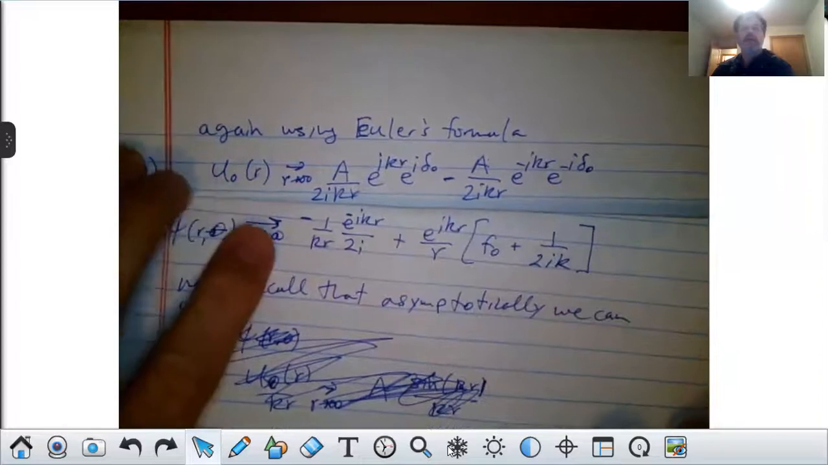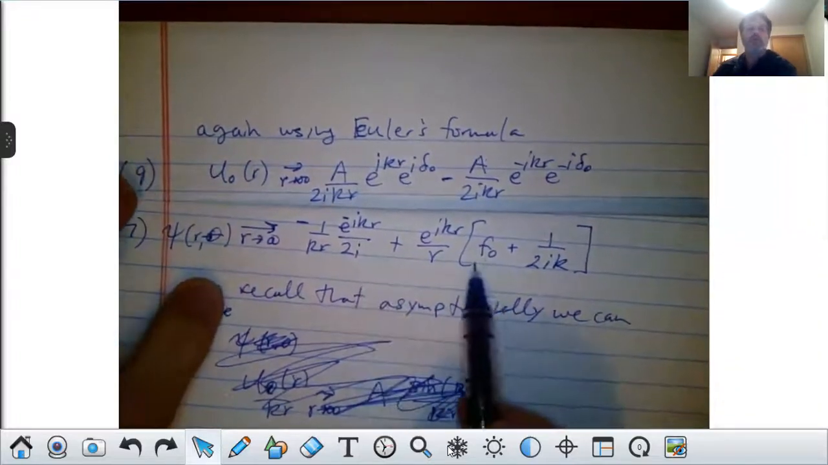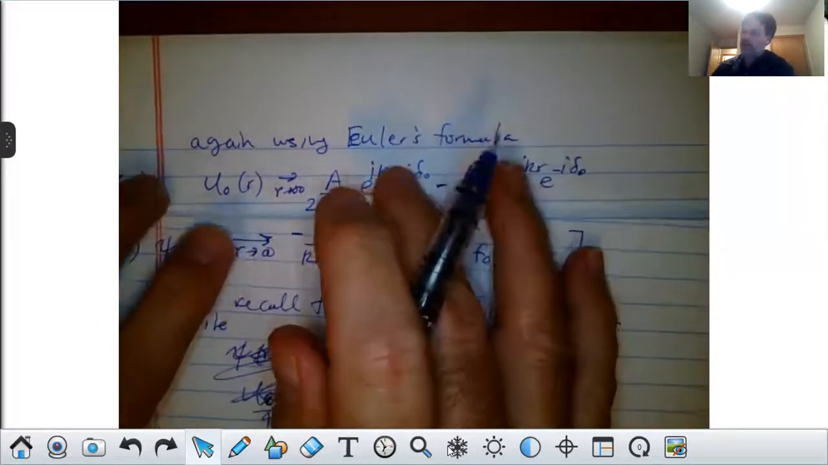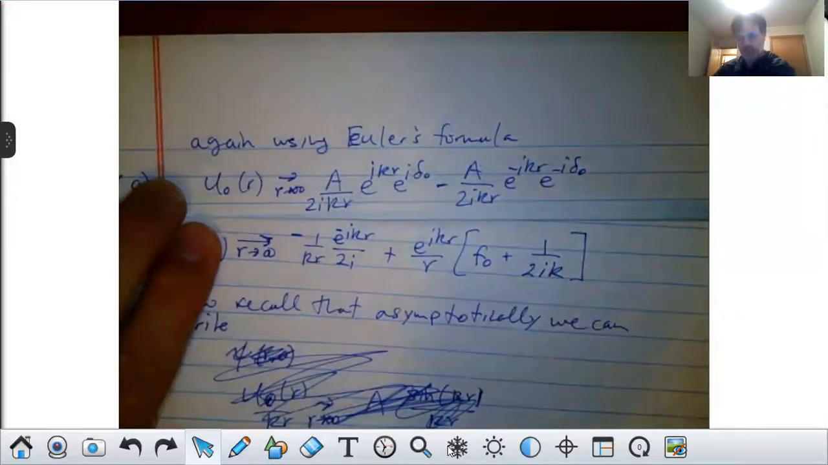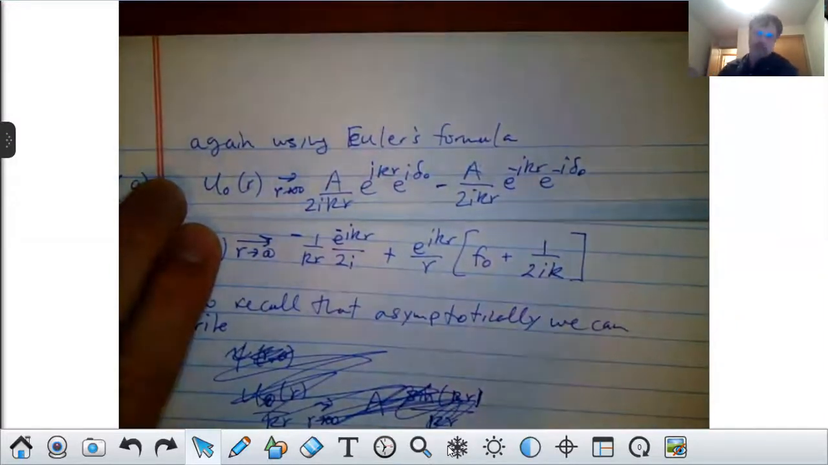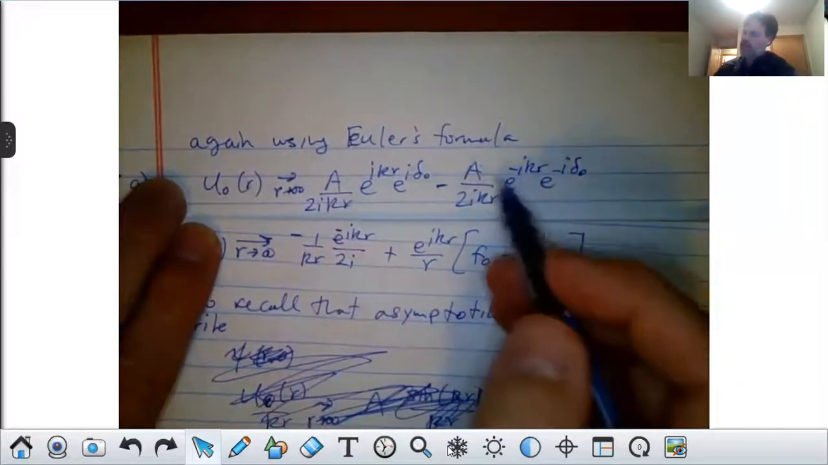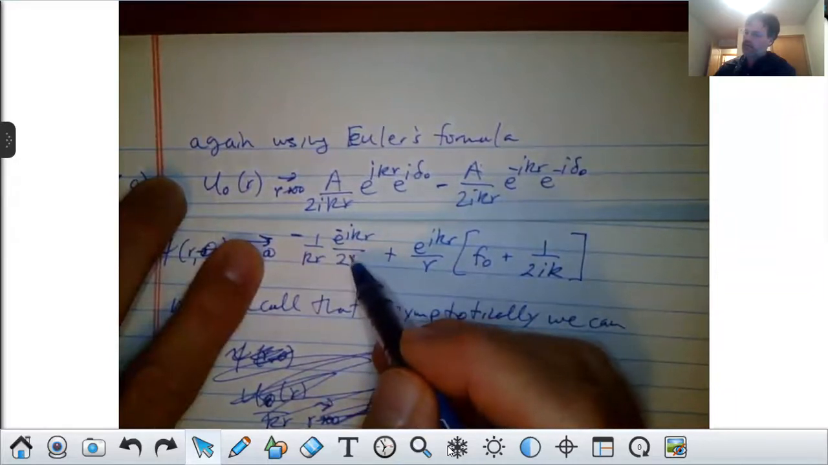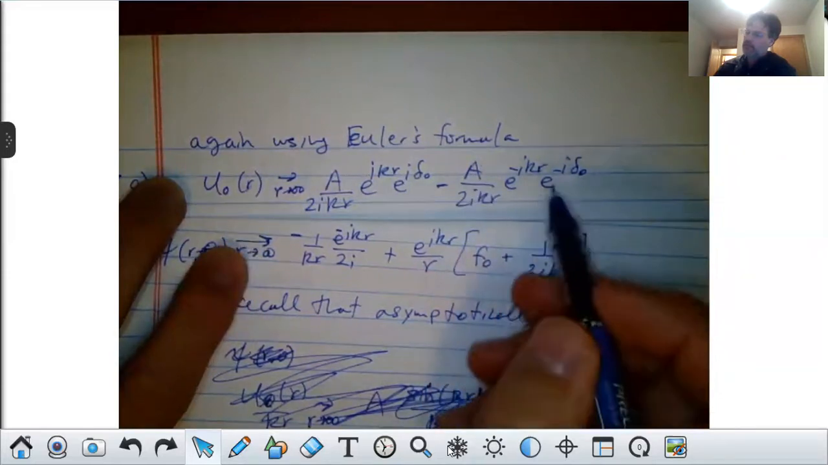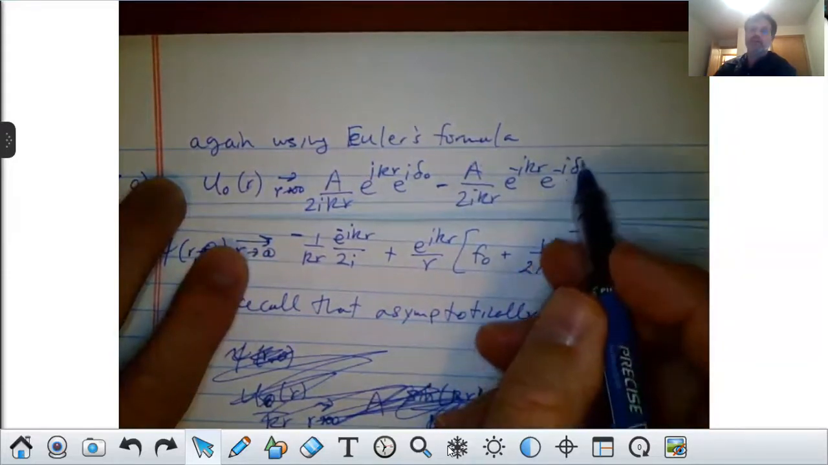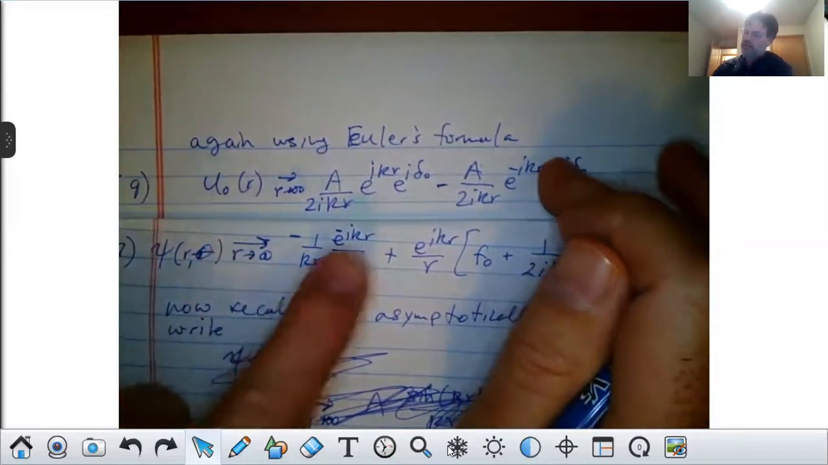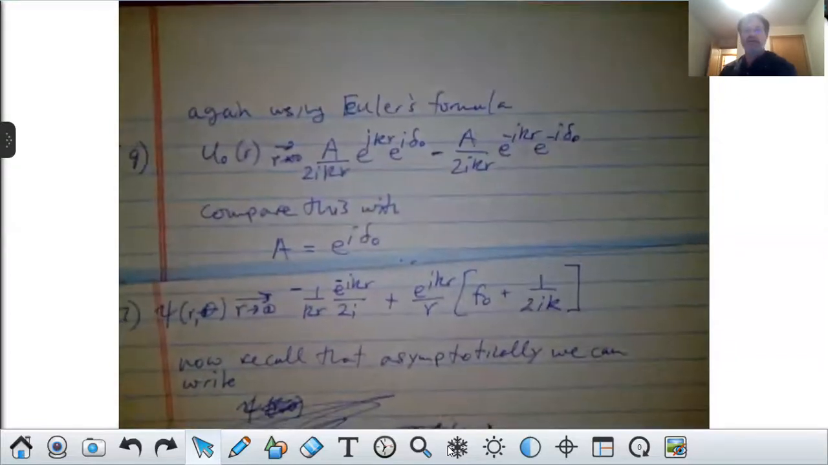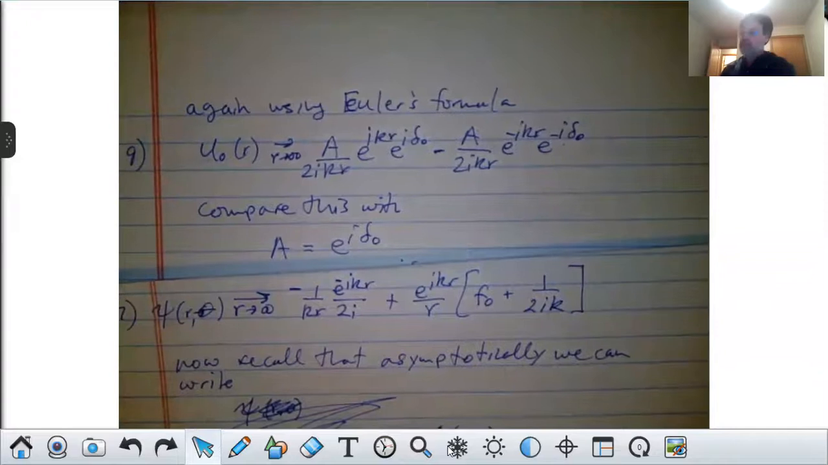I'm comparing my previous asymptotic form, which had the scattering amplitude, with my form that comes from the phase shift and the radial function. So we have two asymptotic forms we're comparing. Now you can see that here I have a negative e to the minus ikr over 2i. Well, A has to equal e to the positive i delta 0 to cancel out this term and make these two terms equal. So I find that A is equal to e to the i delta 0 if I want to make those two things equal.